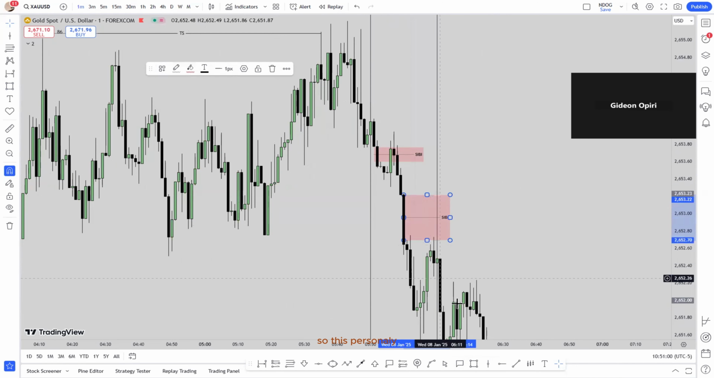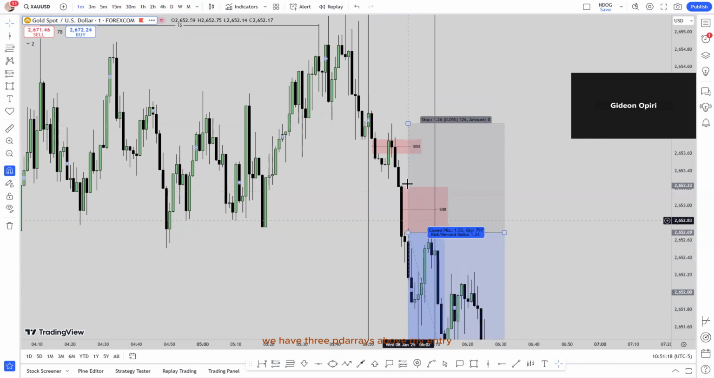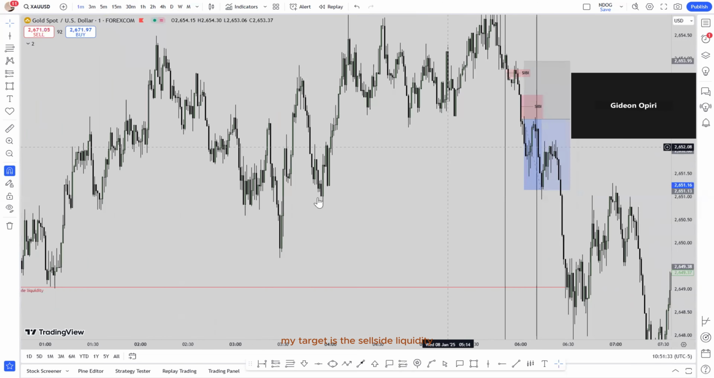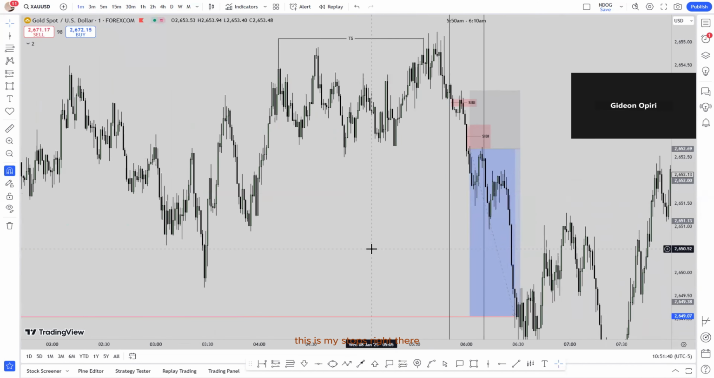So personally, this would be my entry, taking an entry there, stop loss just above this high. I would want to see this as a breaker. So with stop loss right above here, we have 3 PD arrays above my entry. So we have this fair value gap, and this other block right here. So that's 3 PD arrays ahead of me, if price is going to go against me, and my stop loss is just above there. My target is the sell side liquidity. These relatively equal lows right there. These are my stops right there.